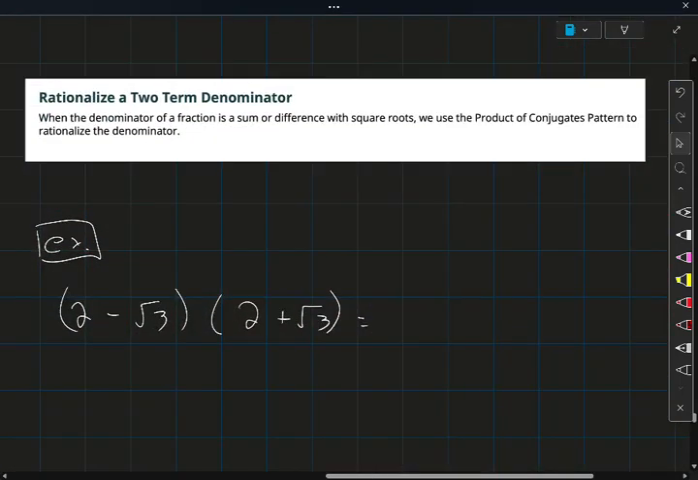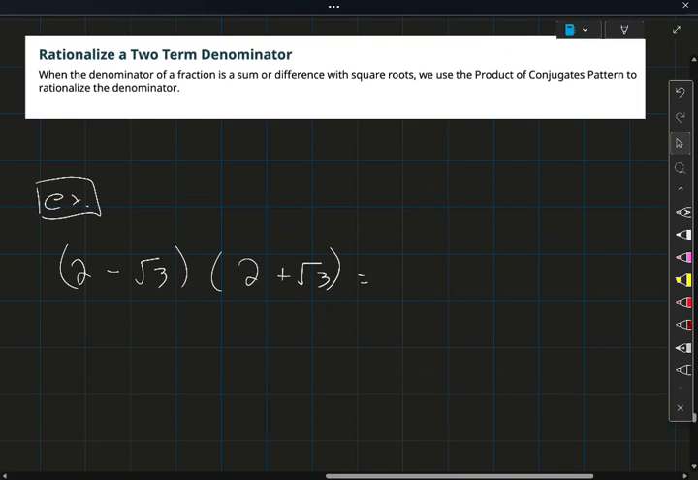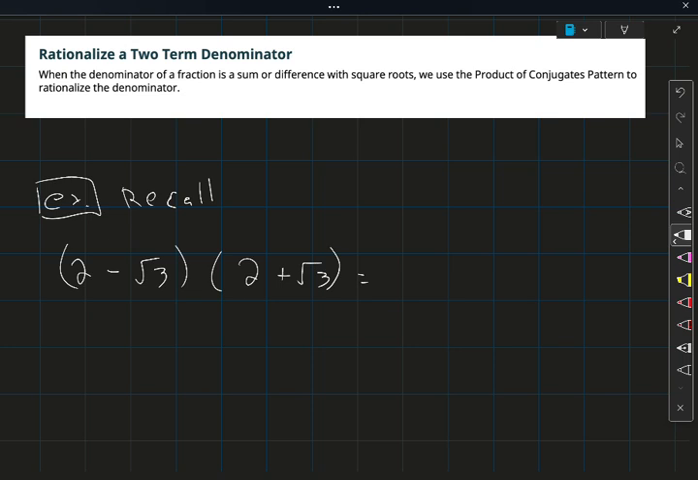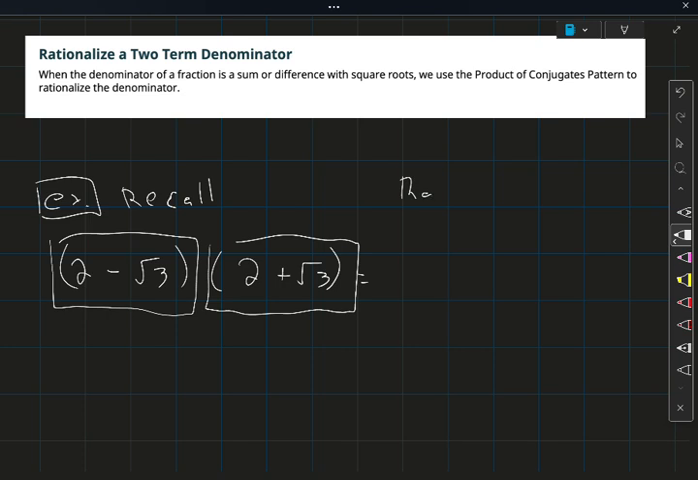Rationalizing a 2-term denominator. When the denominator of a fraction is a sum or difference with square roots, we use a product of conjugate patterns to rationalize the denominator. So what I'm trying to say right here is, just recall, if we have 2 minus root 3, when we multiply that by 2 plus root 3, we're going to end up rationalizing this. That means there's no longer going to be a radical. There's no more radical here. Okay? Because look what happens right here.